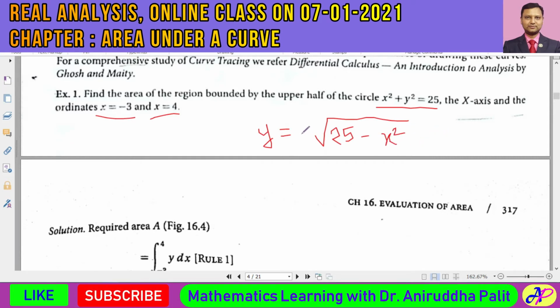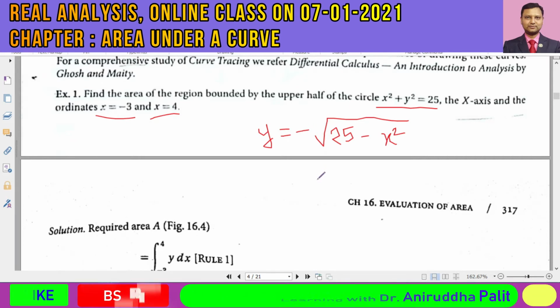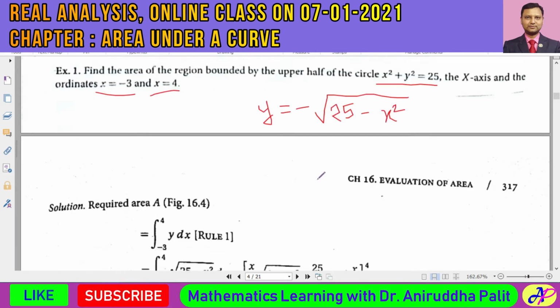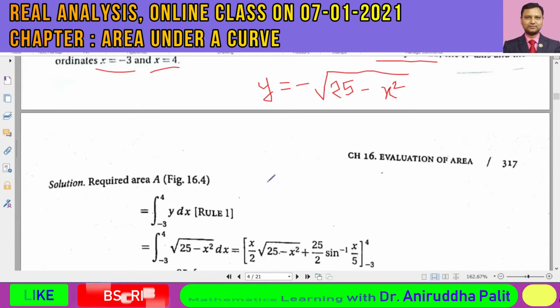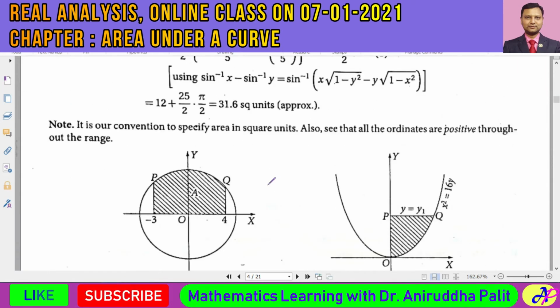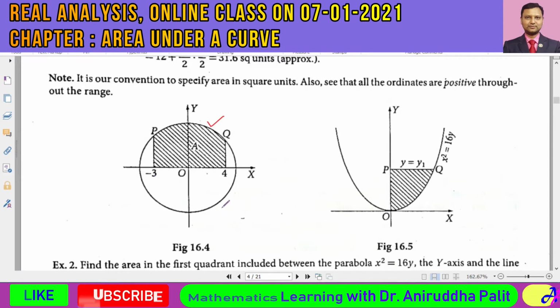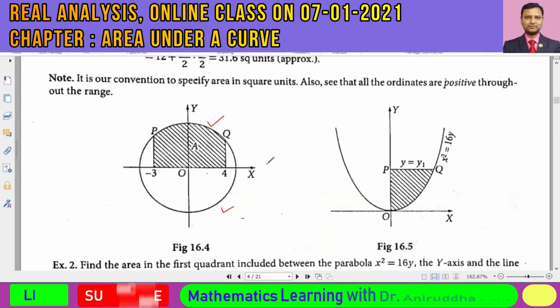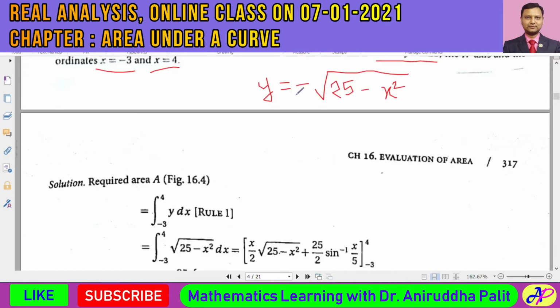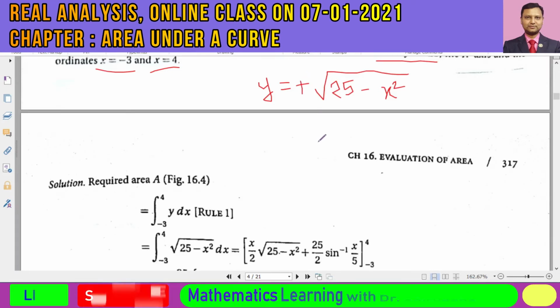So a plus sign may come, a minus sign may also come. But what is the plus sign? The positive half of a circle is represented by the plus symbol, and the negative half of a circle is represented by the minus symbol. So over here, as we will have to find the area under the curve, and that should be the curve on the upper portion, that's why we will have to consider this plus root over of 25 minus x square.